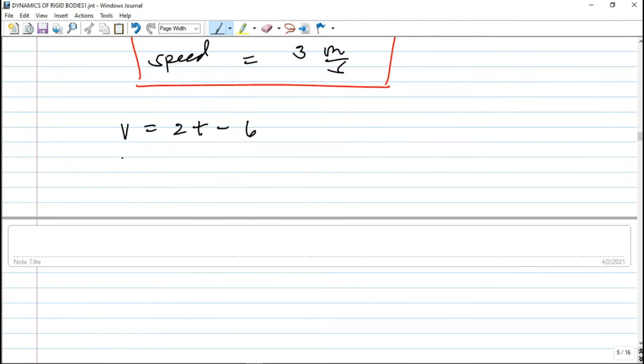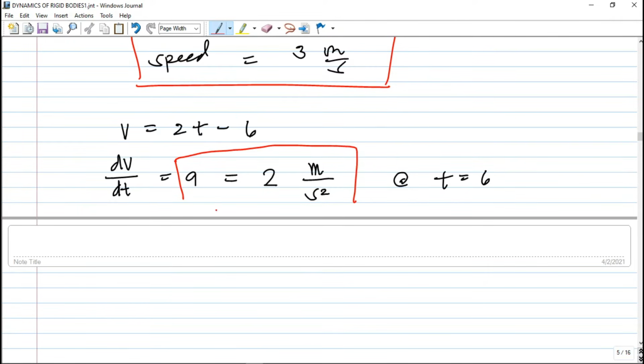Then we get dv over dt. So dv over dt, the differential of velocity with respect to time, that is acceleration, is equal to 2. Okay, so our acceleration is 2 meters per second squared at time t equal to 6 seconds. So no need to substitute t equals 6 because we no longer have a variable. So this is the final answer for this particular problem.